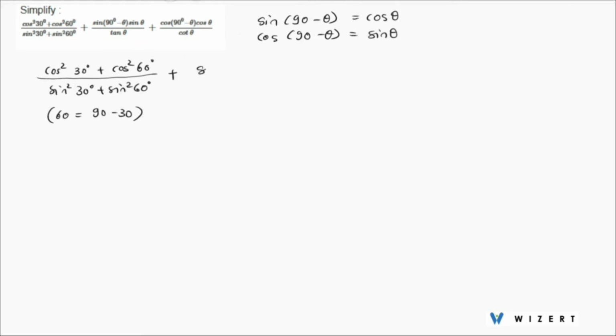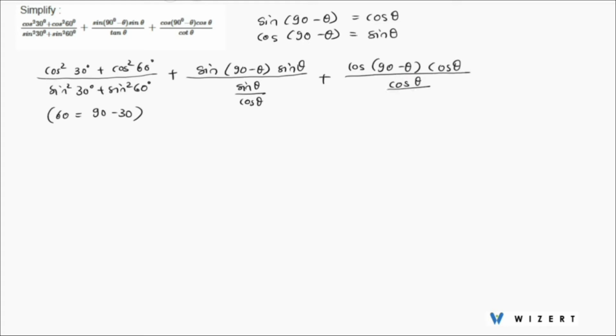We have sine of 90 minus theta multiplying sine theta divided by tan theta, which can be written as, let's replace it, sine theta divided by cos theta, plus cos of 90 minus theta multiplied by cos theta divided by cot theta, which can be written as cos theta divided by sine theta.